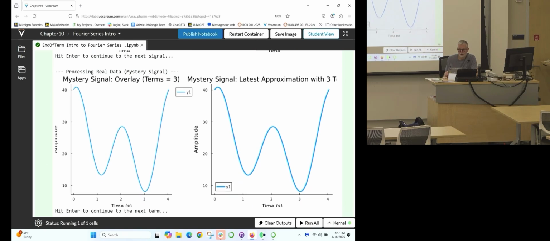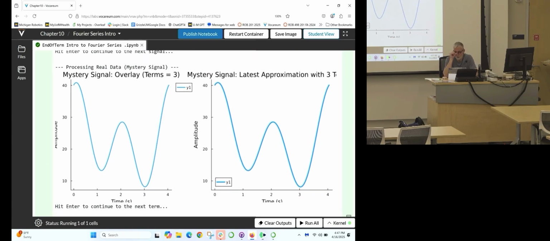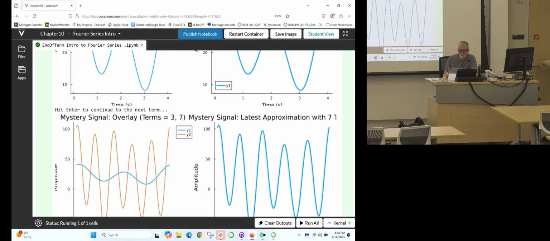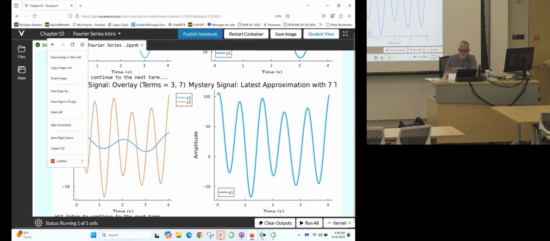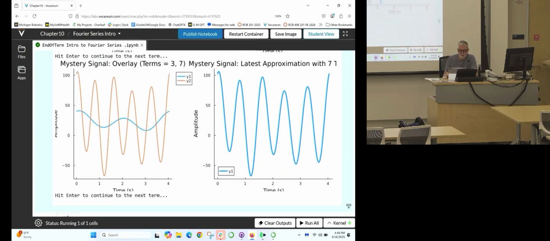Okay, so this is a mystery signal. This is the first three terms of the mystery signal. No guess? Okay, online, you got to beat the folks in-house. Okay, there's seven terms on the right. Oh, come on.